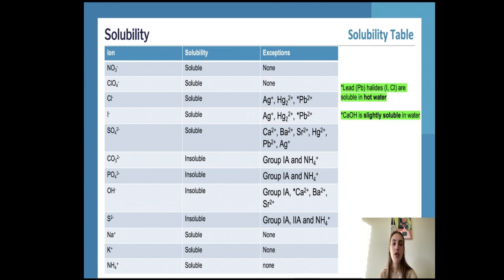Another thing important to notice is that calcium hydroxide is slightly soluble in water. So we say that it's an exception to the rule with the insolubility of the hydroxide ions. However, it is only slightly soluble in water, so it doesn't have a full extent of solubility. That means that at very low concentrations, calcium hydroxide may be soluble, but at higher concentrations, it won't be soluble.